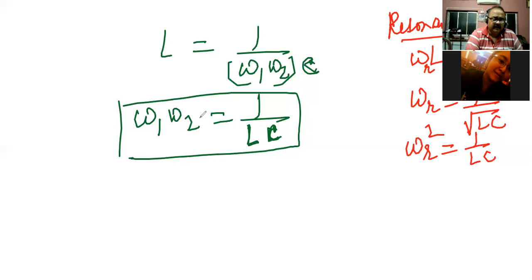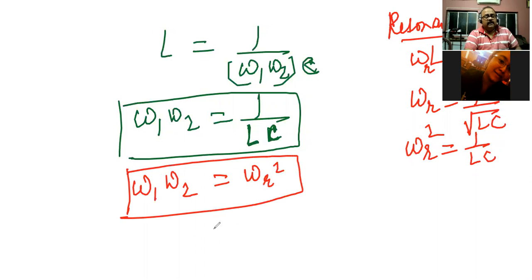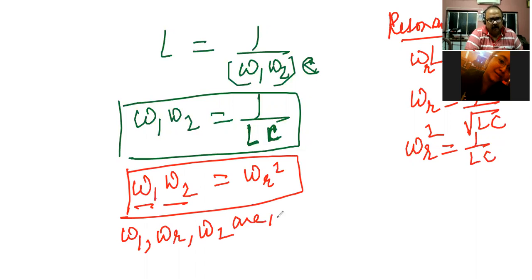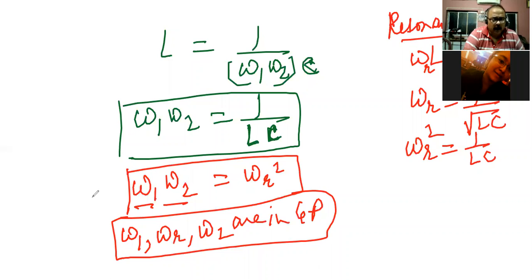Now a very, very interesting thing that you can see over here, omega 1 omega 2 is equals to omega R square. So children, we can also say that the resonance frequency is basically the geometric mean of the side bands or side frequencies. Very, very important. Or omega 1, omega R, omega 2 are in GP or geometric progression. This is a very, very good observation that you should have. For now, we'll just consider omega 1 into omega 2 is equals to omega R square, and that is equals to 1 by LC. So we'll consider this too.